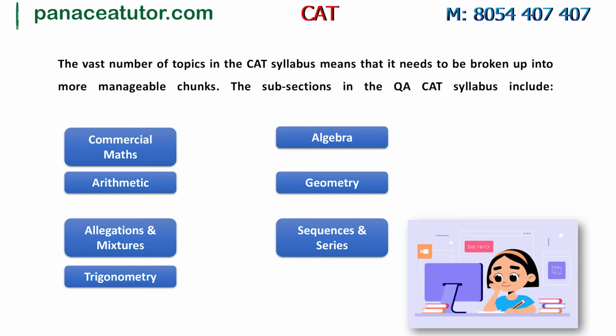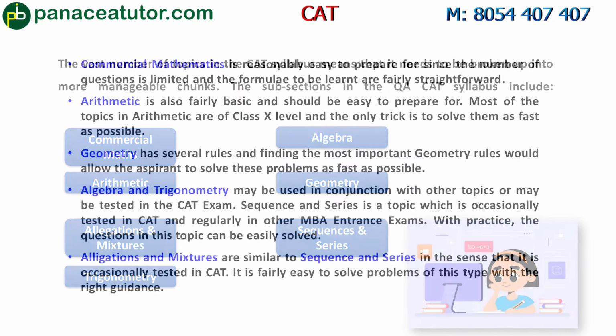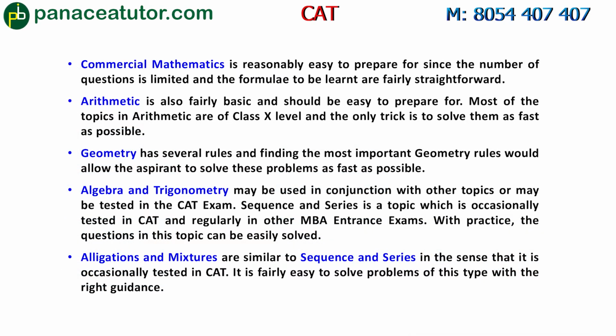So these topics are under subsections, which are arithmetic, algebra, commercial maths, allegation and mixtures, geometry, sequence and series, and trigonometry. Commercial maths is reasonably easy to prepare, since the number of questions is limited and the formulas to be learned are fairly straightforward. Arithmetic is also fairly basic and should be easy to prepare for. Most of the topics in arithmetic are of class 10th level, and the only trick is to solve them as fast as possible.